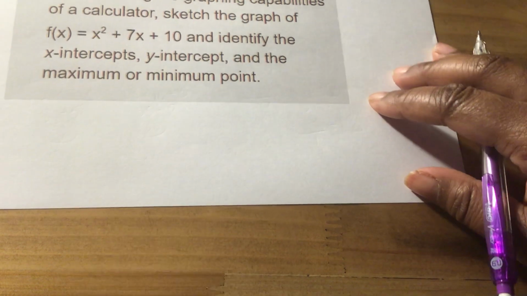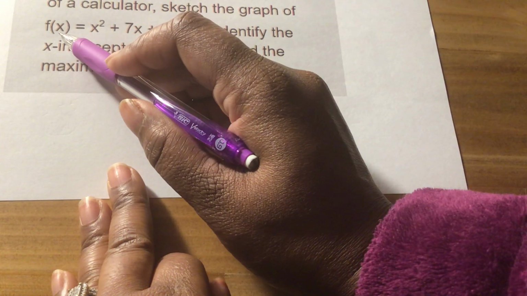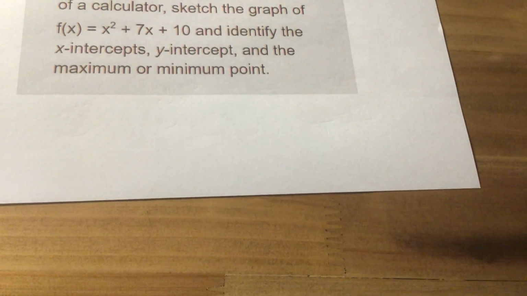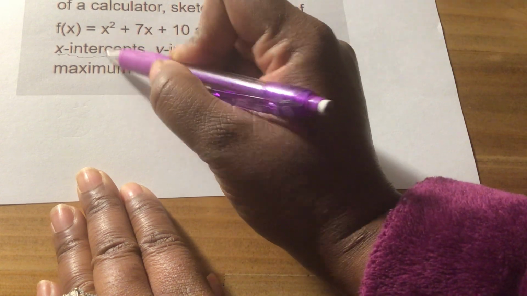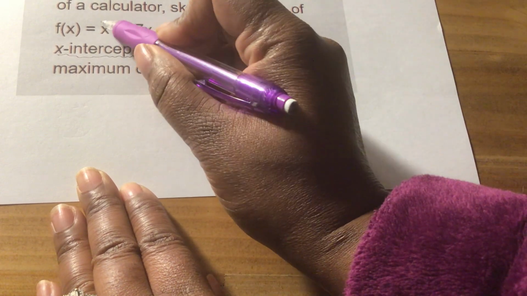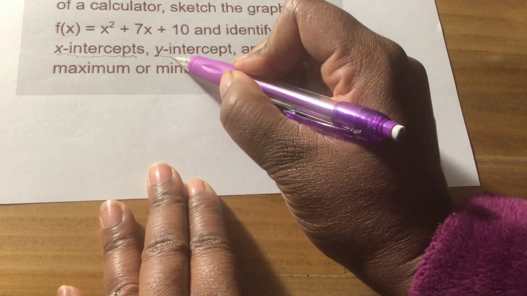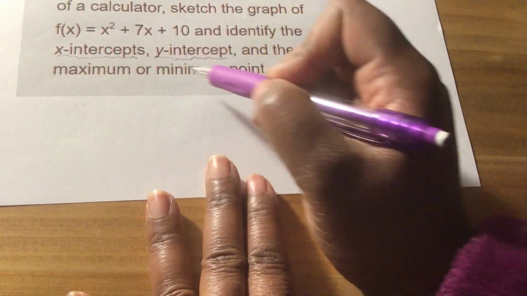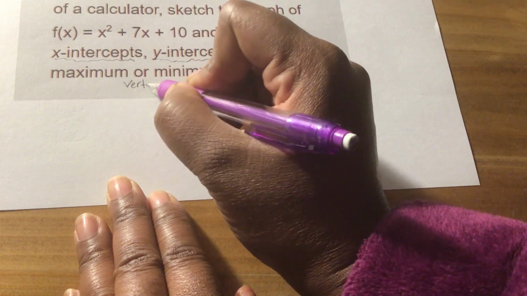Wednesday, this is without the calculator, using graphing capabilities. You have f of x, which is the same as y, is equal to x squared plus 7x plus 10. Identify your x-intercepts. That means where this parabola, the U shape, because we have a squared term here, crosses the x-axis, then where our parabola crosses the y-axis, and then what that minimum and maximum point is, which is going to be your vertex.